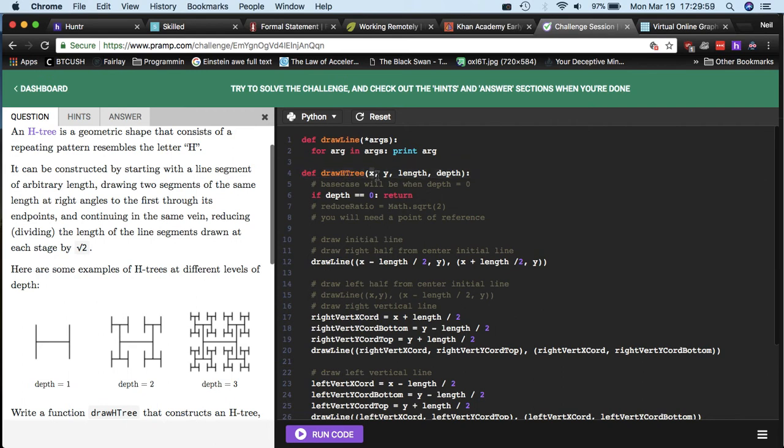It takes the x and y coordinate of where you want to draw an H, so it'll be the center. So if this is 0, the y-axis and x-axis would be 0s over here. Then the length of what you want your H's to be, and the depth, if you want to go 1, 2, 3, 4, and so on.